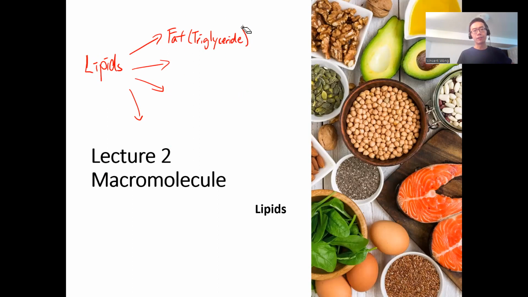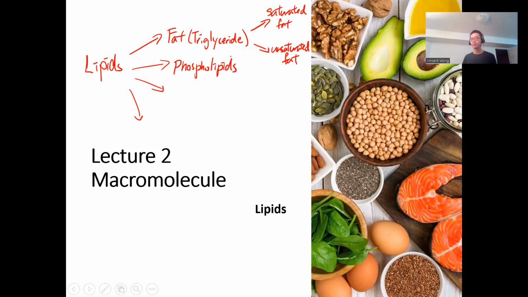And under fat, there are 2 kinds of fat. We have saturated fat and unsaturated fat. You don't have to know what they mean right now. I'm just showing you an overview, so when we go through the slides, you can see where we are at. The second type of lipids we will look at is called phospholipids, and there are no subcategories for phospholipids.